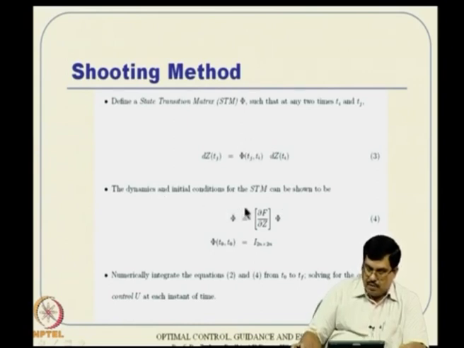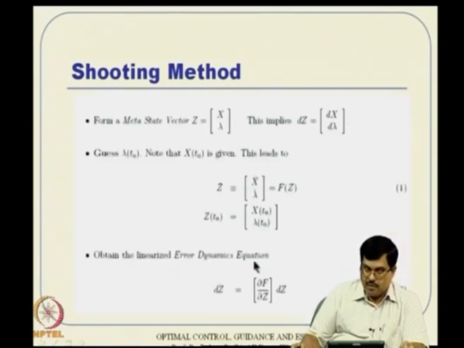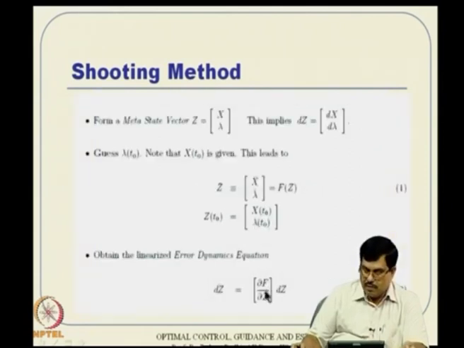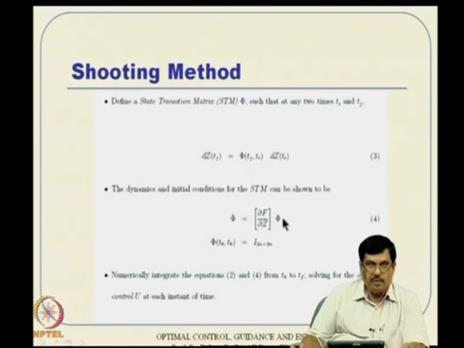Now that we have written the dynamics and initial conditions in this form, we need a solution, or a number, for this matrix. This is very standard linear systems theory. The state transition matrix in general will satisfy the same differential equation, but in the matrix sense. Remember, dz is a vector whereas phi is a matrix, but the differential equation turns out to be exactly in the same form. So, you can take this d phi by dt and plug in here, and it will satisfy this equation. And then the initial condition phi of t 0, t 0 is invariably identity.